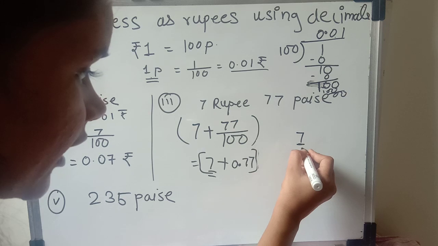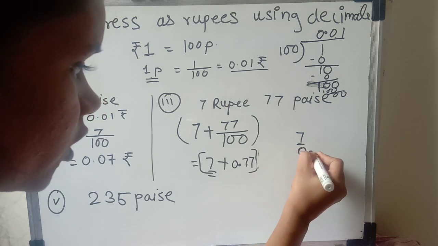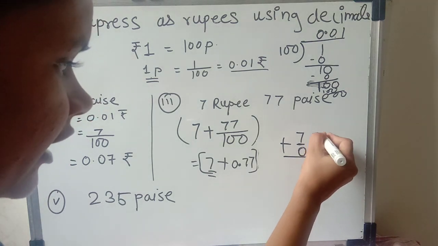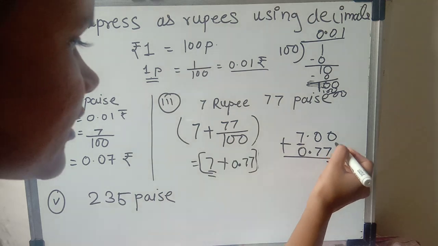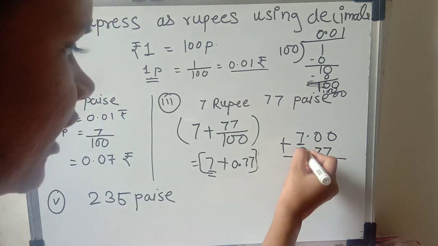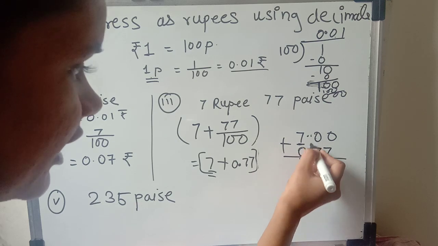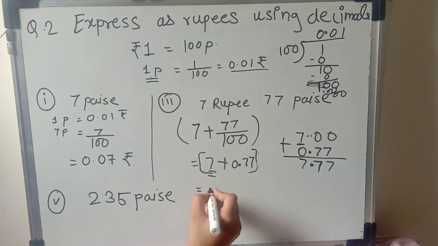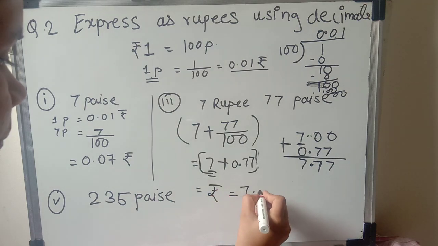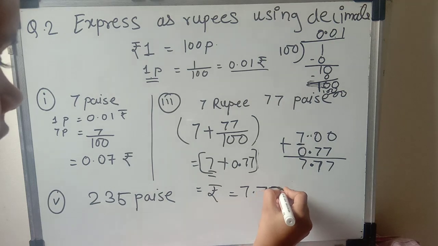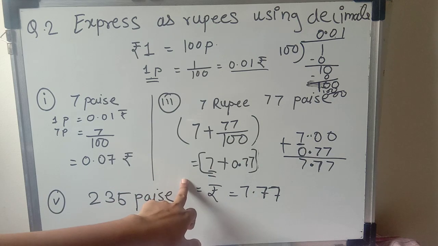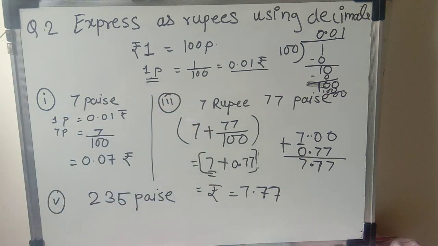Now write down the second number, that is 0.77, and now just add. Here nothing is there, it means there is a 0. So 7 plus 0 is 7, 7 plus 0 is 7, and 0 plus 7 is equal to 7, and put the decimal in the same place, and you will get the answer, that is rupees is equal to 7.77. Got it? So in this way we have to express paisa into rupees.